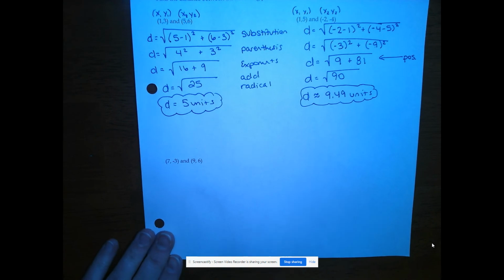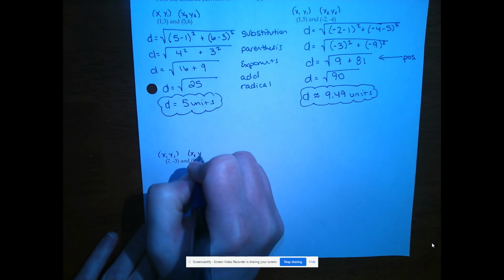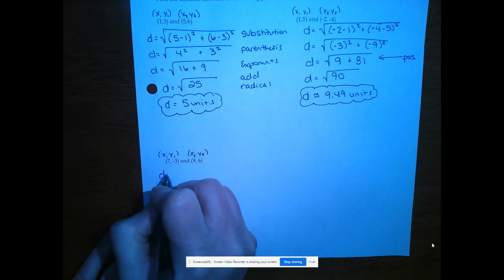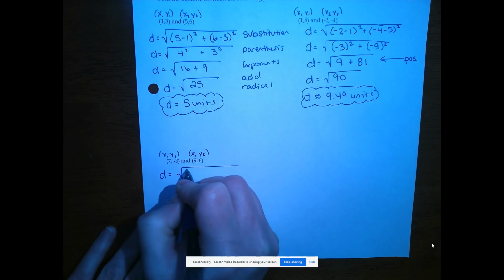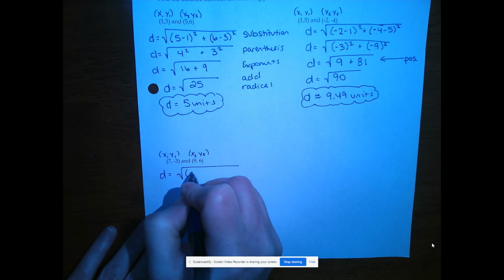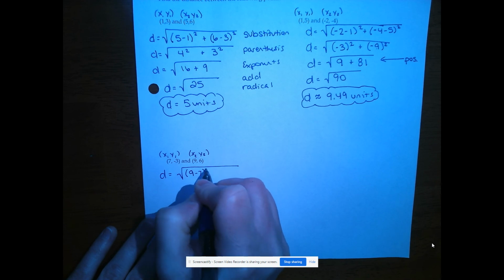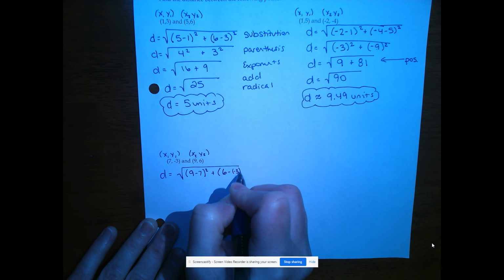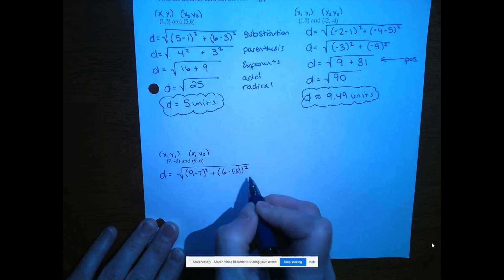Last but not least, I have another x1, y1, x2, y2, and I'm just going to start the same way I did the rest of them. I have to write my radical first. I need to subtract the x coordinates, so 9 minus 7 squared, plus I have to subtract my y coordinates, 6 minus negative 3. This is where it gets a little tricky. Don't forget your squared at the end.